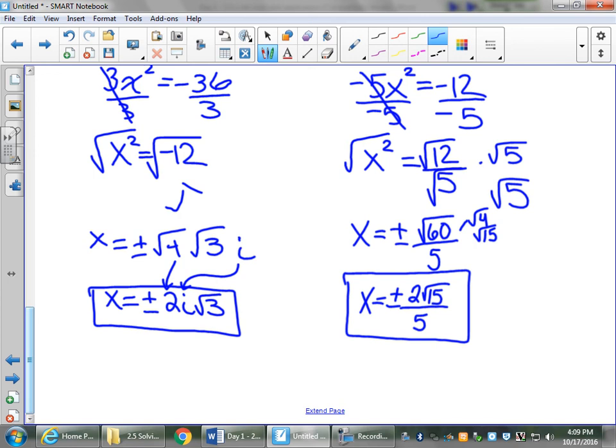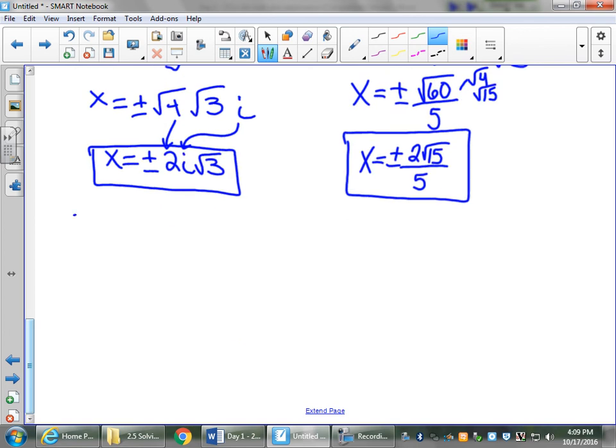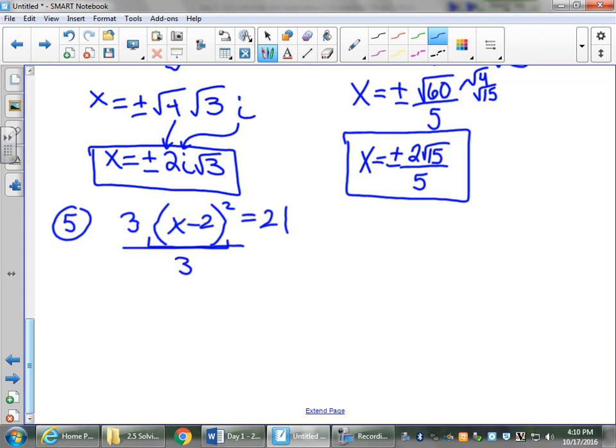Let's look at a couple of examples then that are in the vertex format. So fifth example, 3 times parentheses x minus 2 squared equals 21. Goal is still the same. Isolate whatever is being squared. So in this case, our goal is to isolate this x minus 2 quantity because that's what's being squared. We'll do that by dividing both sides by 3, leaving us with x minus 2 squared equals 7.